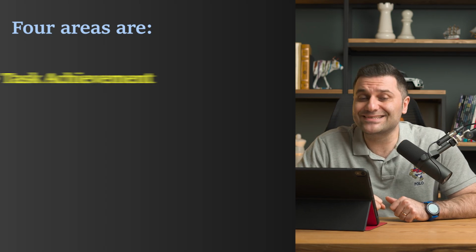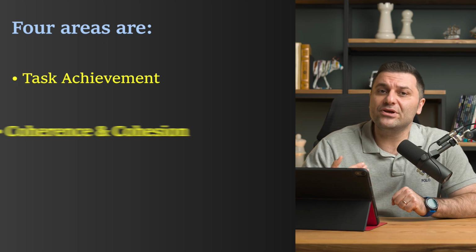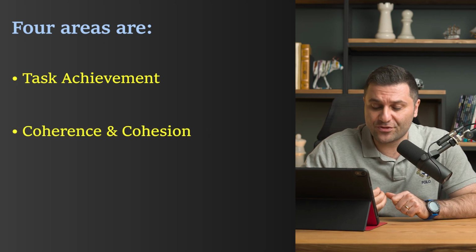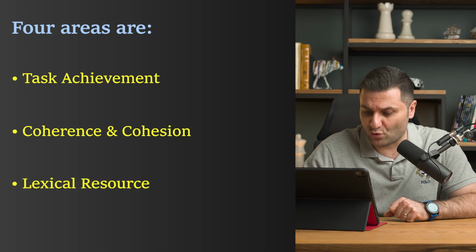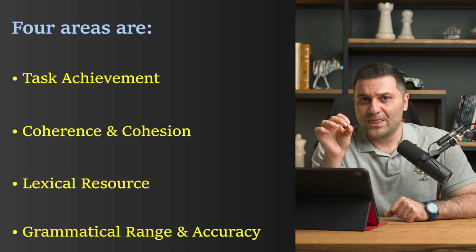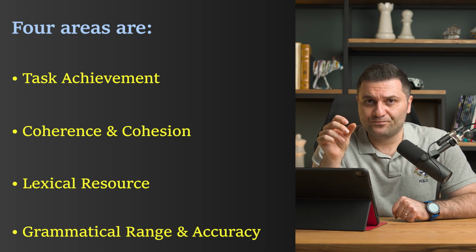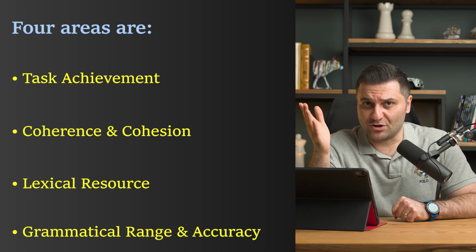All right, there are 4 areas that the examiner will give a score to your writing. The first one is task achievement. The second one is coherence and cohesion. The third one is lexical resource, and the last one is grammatical range and accuracy. Remember, in these 4 areas, the examiner will give you a score from 0 to 9, all right?